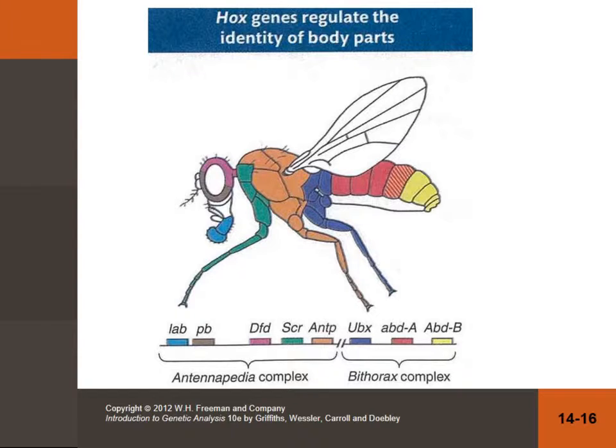So here we have at the bottom of the screen the 8 Hox genes found in 2 complexes on chromosome number 3. Each one is given a different colour, and that colour coding identifies the segments and the structures in the fly pictured here that are affected by mutations in each gene.